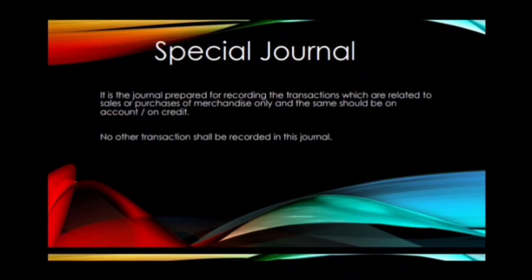If any other asset is being sold or purchased, it will not be recorded in a special journal. It shall be recorded in any other journal pertaining to the transaction, or in the general journal. The special journal is only made for the transactions of sale or purchase of merchandise, and that should be on account.